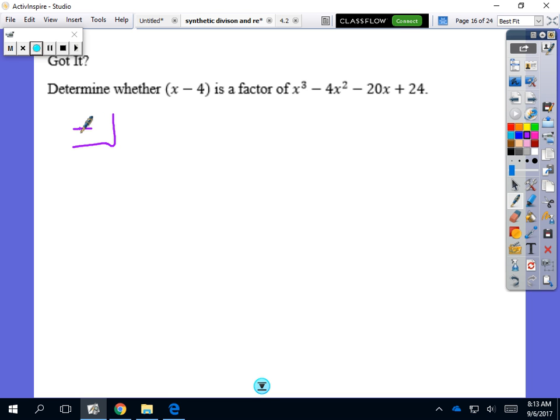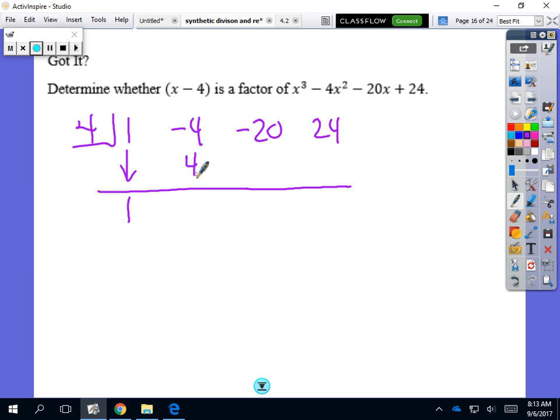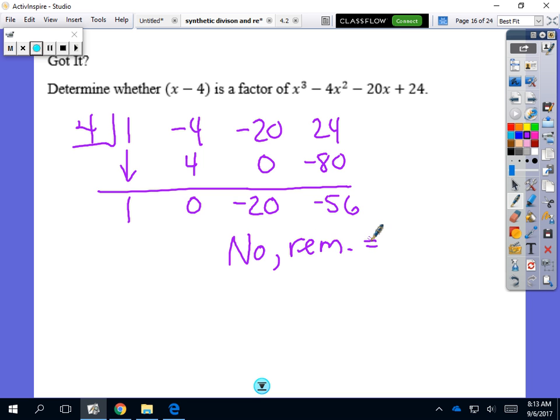You're going to have negative 4, not negative 4. You're going to have positive 4 in the box. 1, negative 4, negative 20, 24, because I don't need any zeros. 3, 2, 1, 0. I have my consecutive terms. So it's not a factor since the remainder does not equal 0. X minus 4 is not a factor of that polynomial.